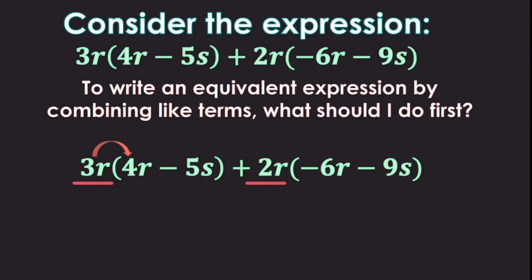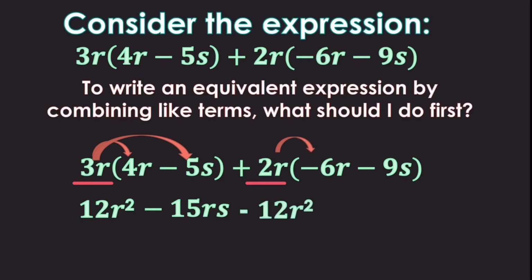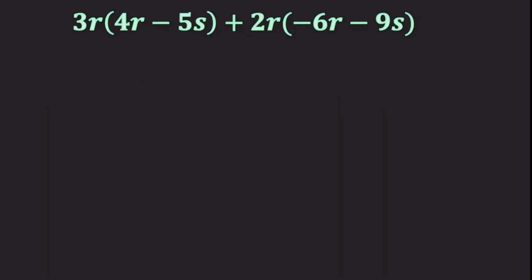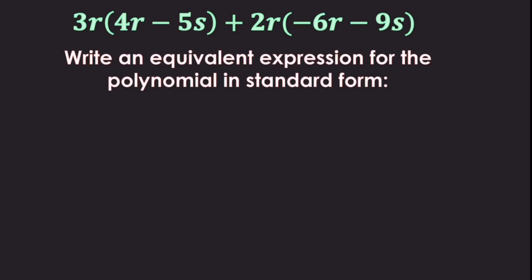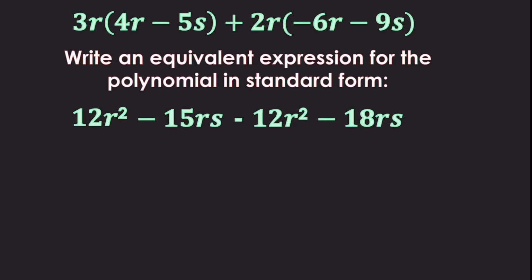So I'm going to distribute my 3r to the 4r to get 12r squared. 3r to the 5s and get negative 15rs. Then my 2r gets distributed and I get negative 12r squared. And then I distribute it again to get negative 18rs. So I've done that now. So we're still working with this original problem, and I wanted an equivalent expression in standard form. So we took our first step and we got this.